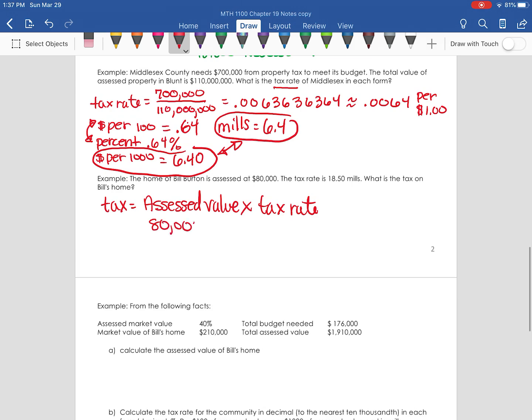So we're going to take 80,000, that's the assessed value given to us in the problem, times the tax rate. The tax rate is $18.50 for every 1,000. So I'm going to write it like this because it's per 1,000. And when we multiply that out, we get 1,480.